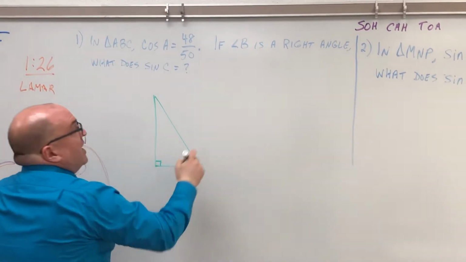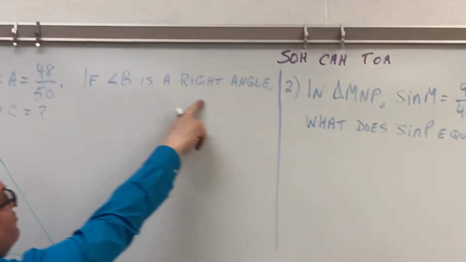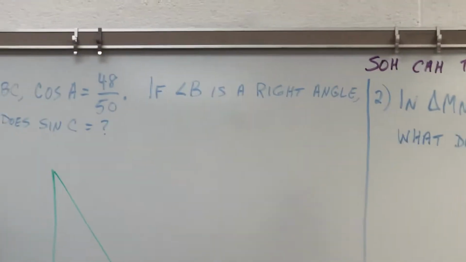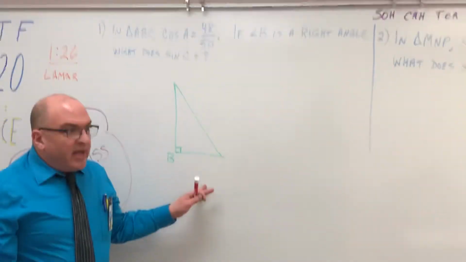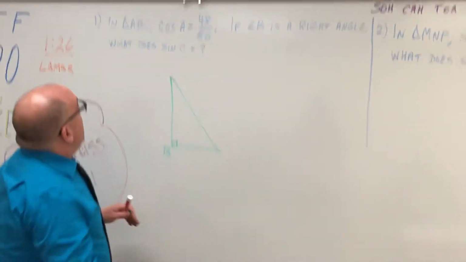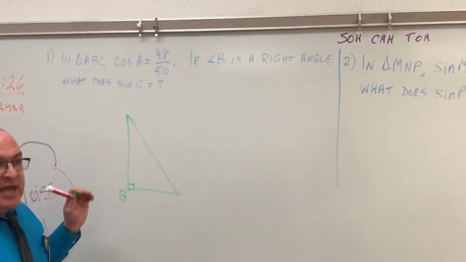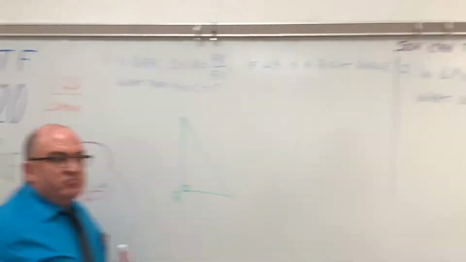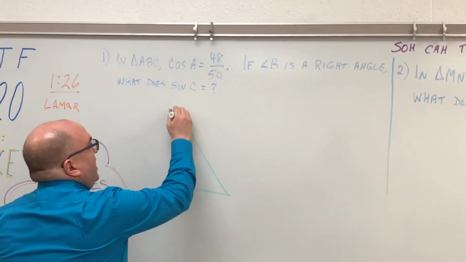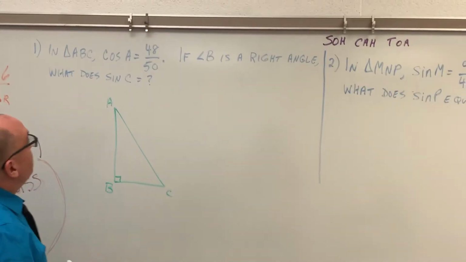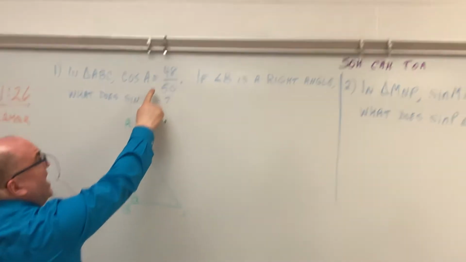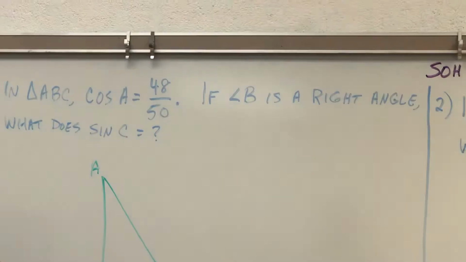It says angle B is a right angle. So I'm going to put B for the right angle. Is everyone okay with that? Angle B is the right angle. Does it matter, you think, where I put A or C? Does not matter. So I'm going to put A here. I'm going to put C here. Now, cosine A is 48 over 50.